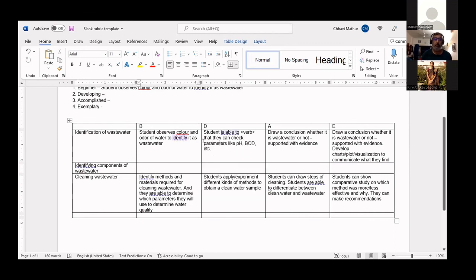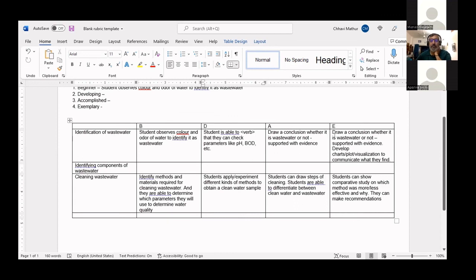Developing is that the student is able to, we couldn't really find a verb, maybe recall, but we were not entirely convinced what verb we should use here. They understand that they can also check parameters which are not directly related to our own senses, but chemical in nature, like pH and dissolved oxygen. And the accomplished level is where they're able to draw a conclusion whether the sample they have is wastewater or not, based on the evidence from the previous two levels.